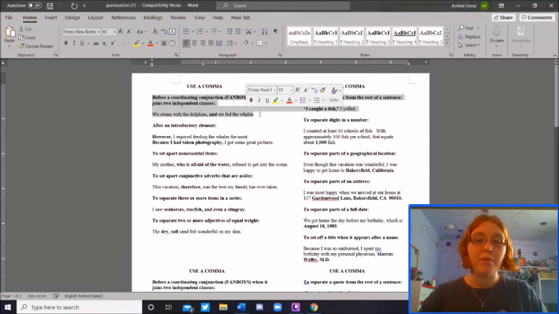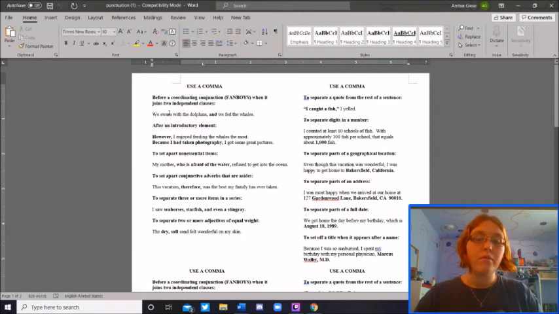It's going to talk about what we talked about. Here are these FANBOYS. We've got that independent sentence, the comma, and the and. We've got that introductory element. Here's the example of a word. Here's an example of a phrase. Non-essential elements: My mother, who was afraid of the water, refused to get into the ocean. Or sometimes people just use a word to highlight something important that's coming up: This vacation, therefore, was the best my family has ever taken.